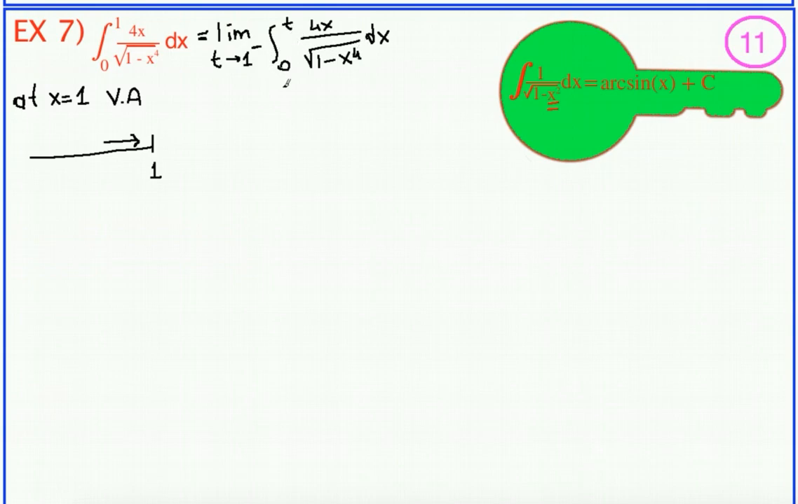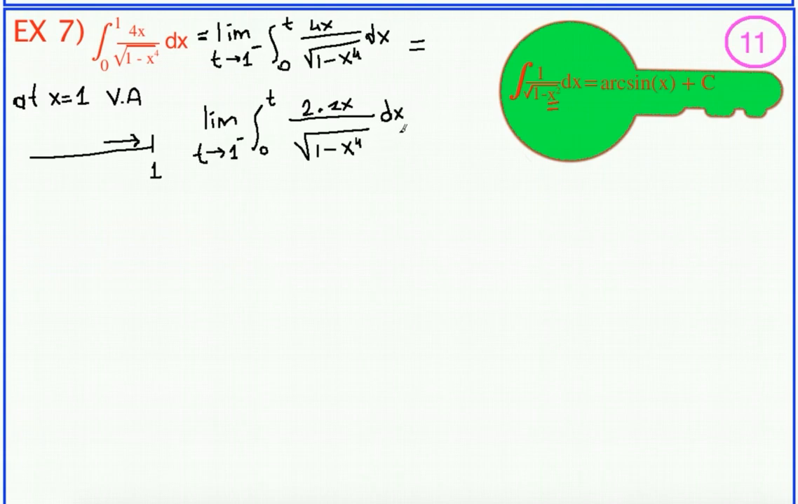What is step 2? Step 2 is to calculate this integral. Here we have to see the pattern. This is the pattern of arcsine. What is arcsine? I have given you as a key here: 1 over radical 1 minus x squared is the derivative of arcsine of x. So we're going to make this function look like this. Let's rearrange. So that is equal to limit as t is approaching 1 from the left side, integral from 0 to t, 2 times 2x is 4x divided by square root of 1 minus x to the 4th dx.